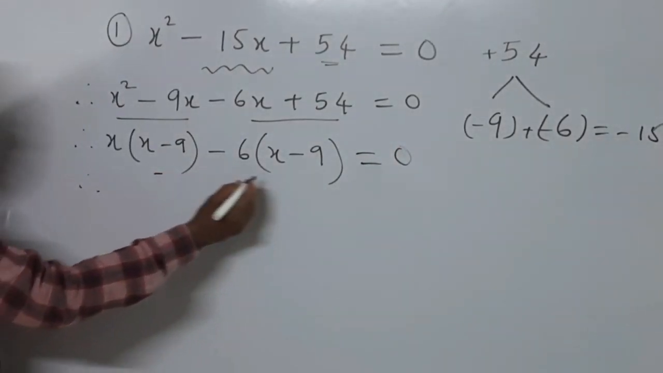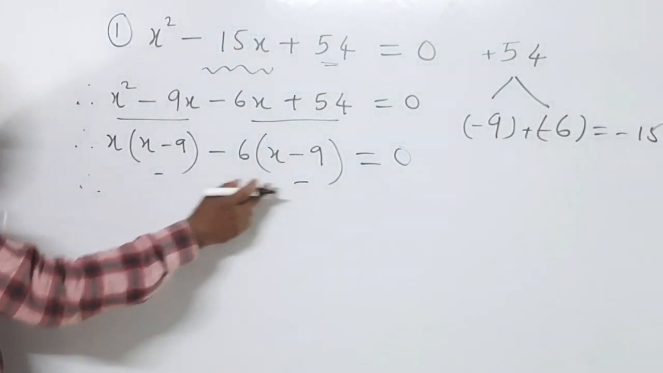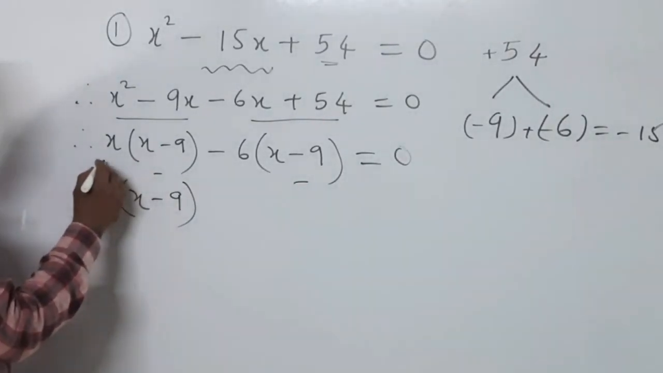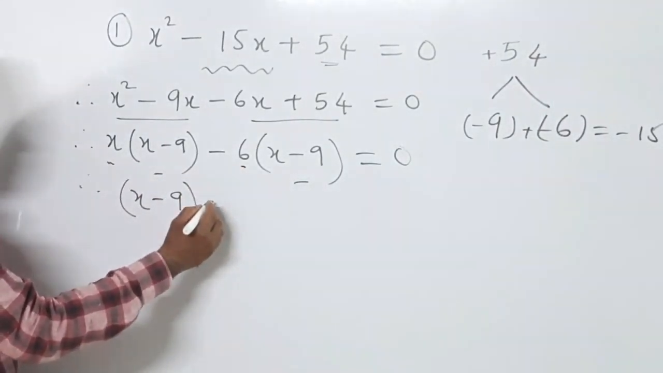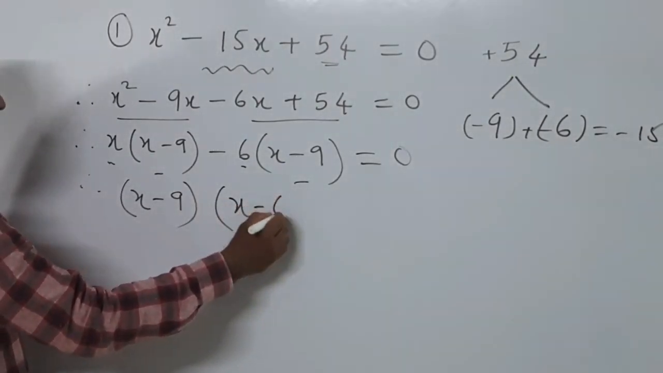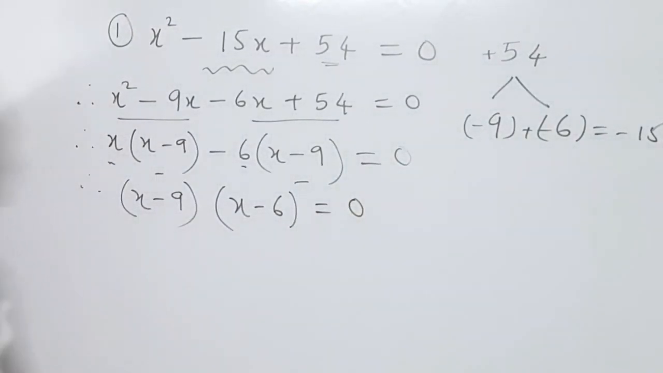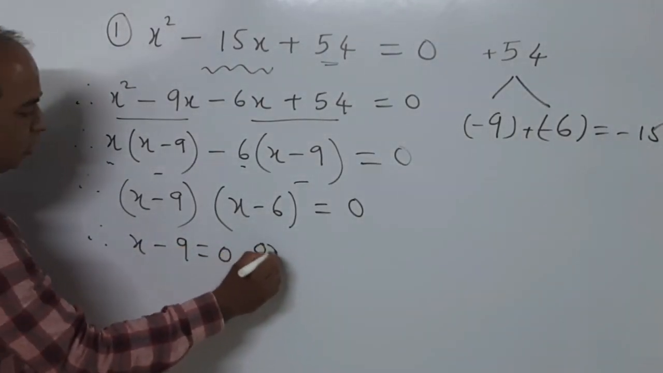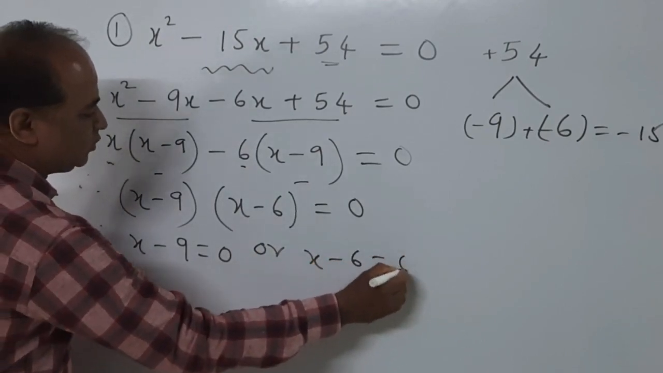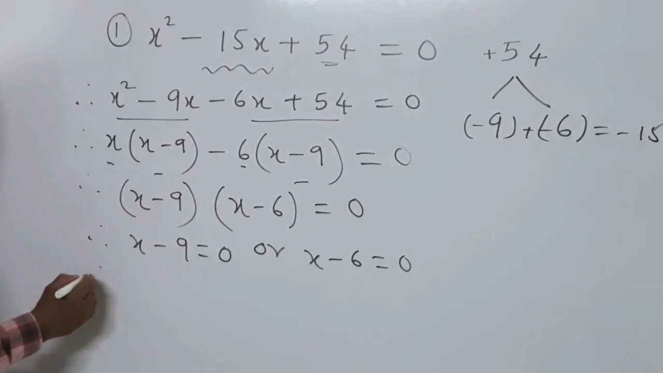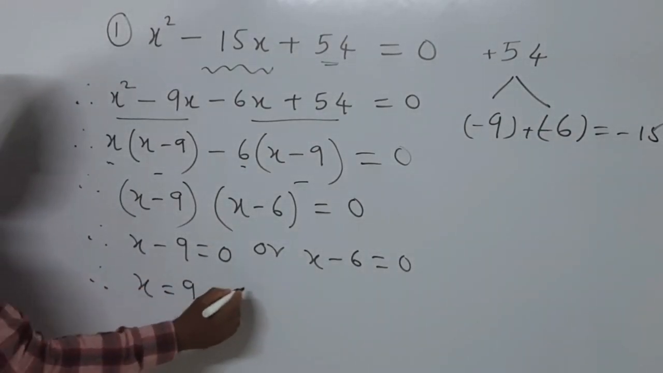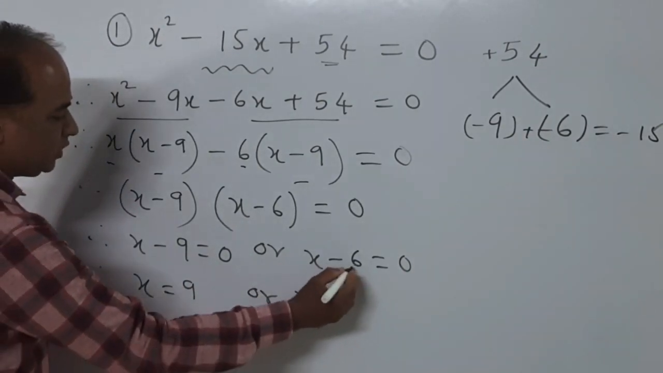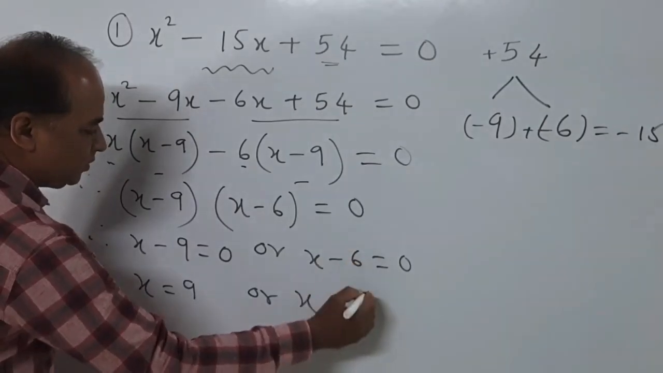Therefore, this bracket x minus 9 is common, so take x minus 9 common outside. In the bracket what will remain? This x and minus 6. So the second bracket x minus 6 is equal to 0. Therefore, x minus 9 is equal to 0 or x minus 6 is equal to 0. Therefore, x is equal to 9, as minus 9 goes to the right-hand side it becomes plus 9, or x is equal to plus 6.